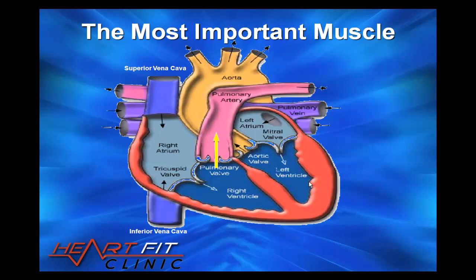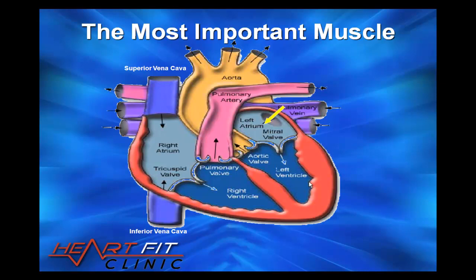Now, a quick Alex Trebek question for you: the only artery carrying deoxygenated blood is the pulmonary artery. Otherwise, every other artery in your body is carrying fresh oxygenated blood. So once it goes to the lungs to get fresh oxygen, it comes back from the lungs through the pulmonary vein into the left atrium.